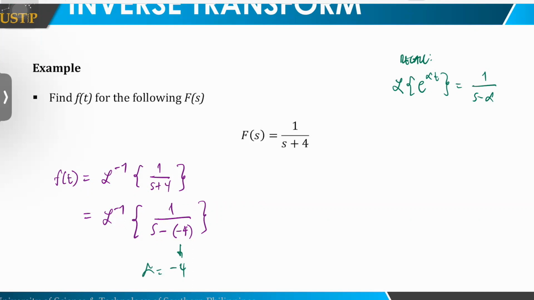So that means it's easy to solve, class, because we can conclude that our f of t is e to the alpha t, wherein our alpha is negative 4. So e to the negative 4t is now our f of t.